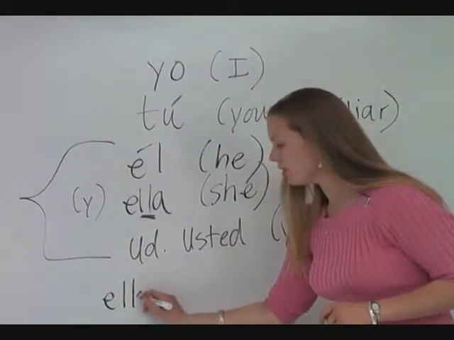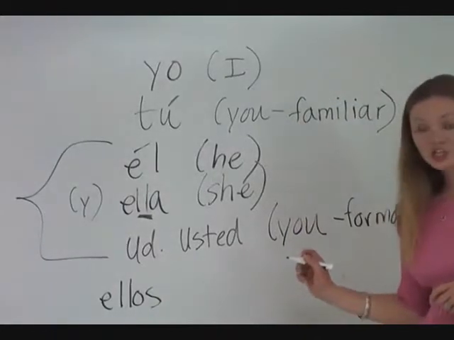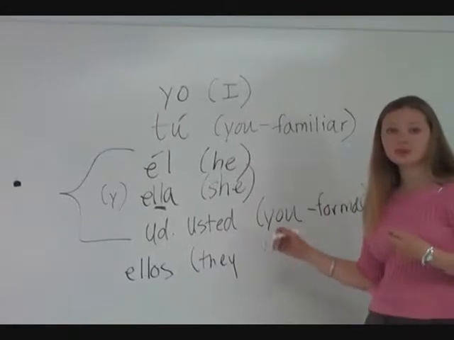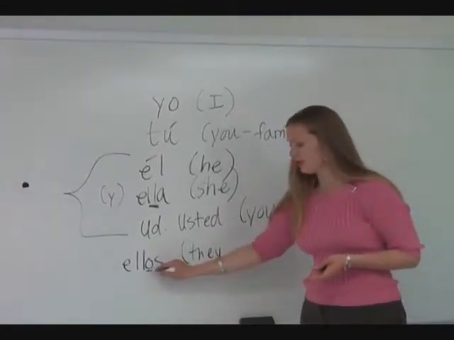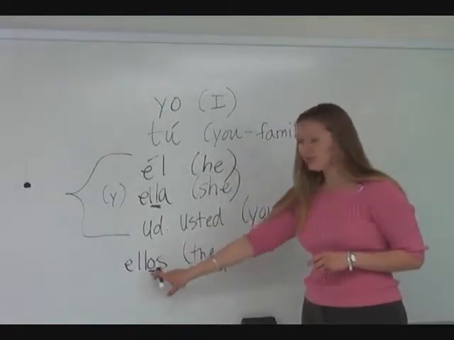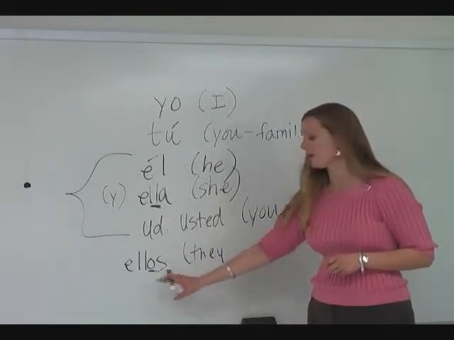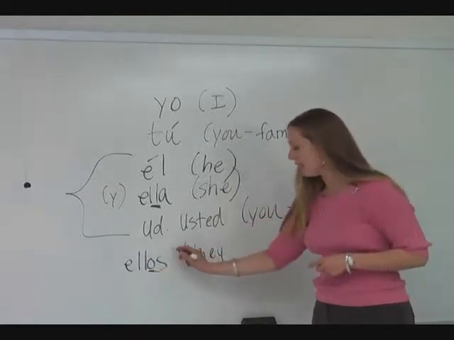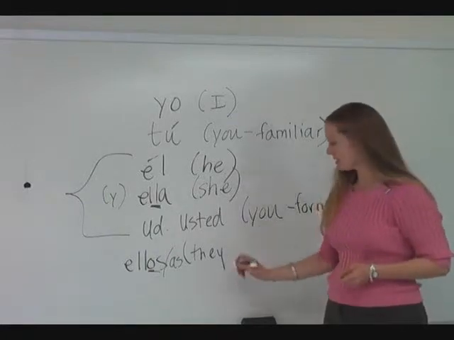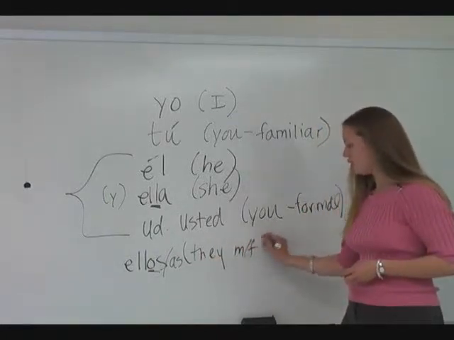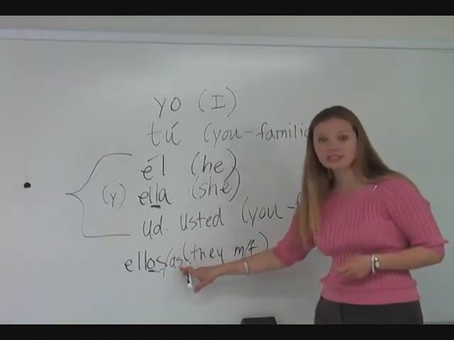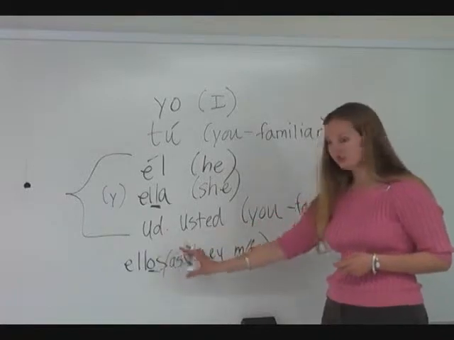Now we're going to talk about the plural third-person group. Ellos, which means they, and it refers to a masculine group, therefore the O, or a mixed gendered group. For example, if I had a group of ladies and gentlemen together, they would be ellos. But if I had a group of only ladies, they would be ellas. So they, masculine or feminine, is ellos, and the feminine version is ellas. This is third person plural.